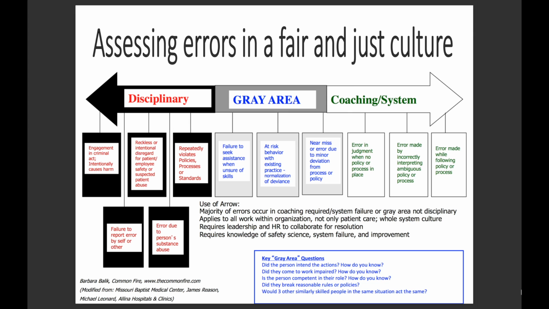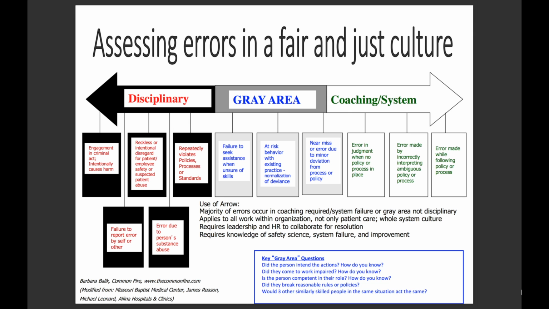So the key gray area questions you want to ask when you're in this gray area and you can't decide whether it's on the left, disciplinary, or on the right, systematic improvement: Did the person intend the actions? How do you know they intended it? Did they come to work impaired? Is the person competent in their role? How do you know? Did they break reasonable rules or policies? Would three other people make the same mistake? So there's a great question to ask.